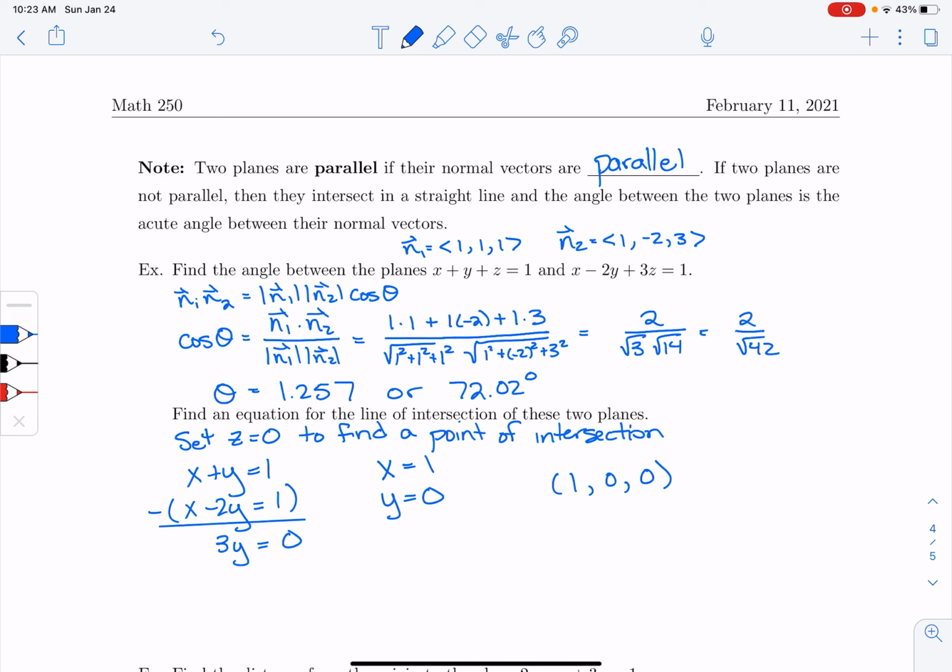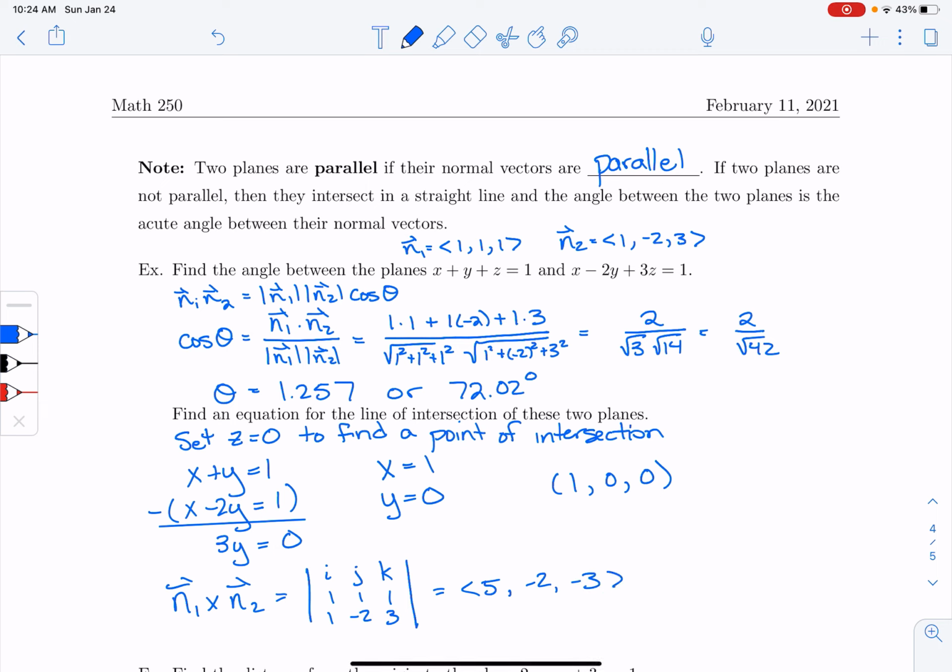Okay, now that we have a point of intersection, we need to find a vector that is perpendicular to both normal vectors. So what we need to do is n1 cross n2. That means we have to take the cross product of (1, 1, 1) and (1, negative 2, 3). Now, I've already done a cross product, so I want to spare you the details. That vector is going to be (5, negative 2, negative 3).